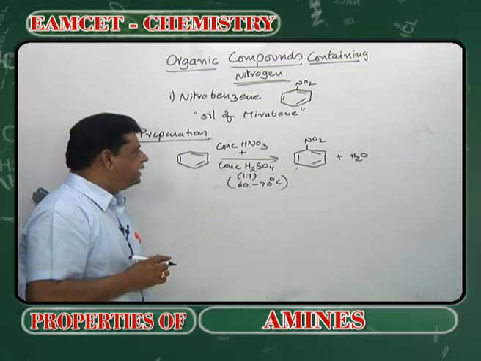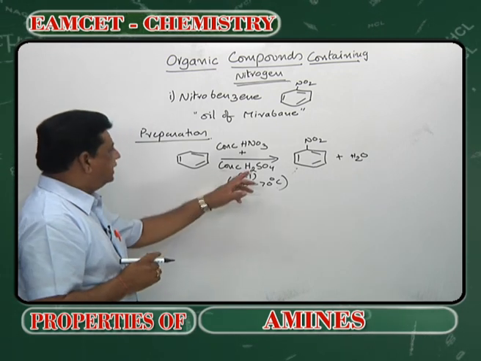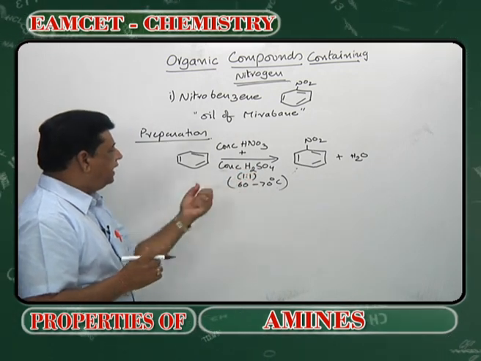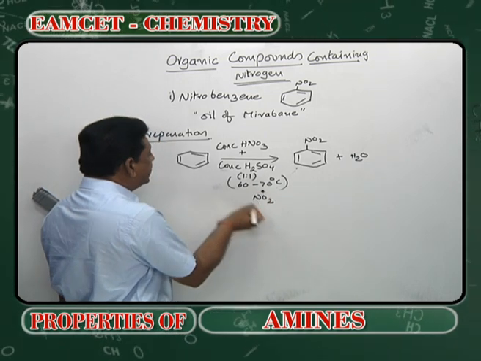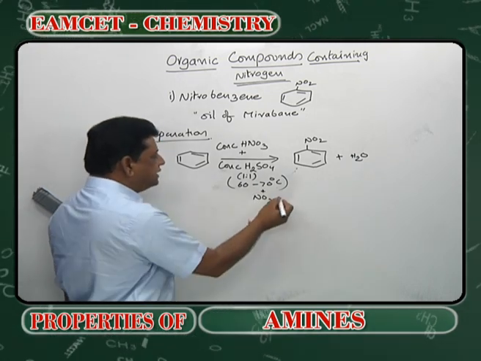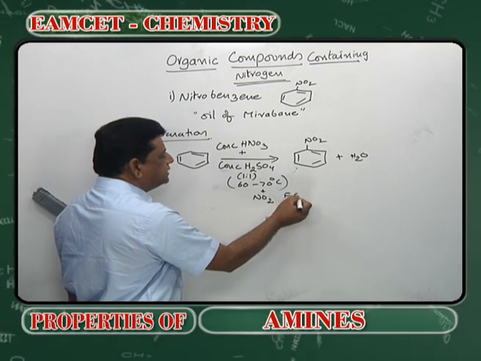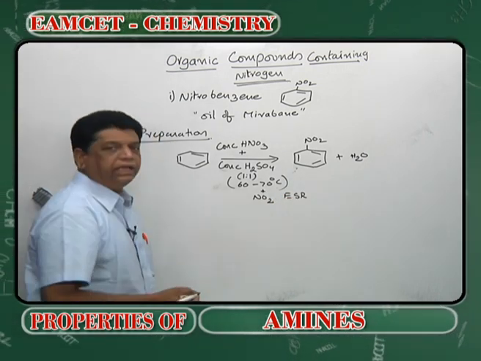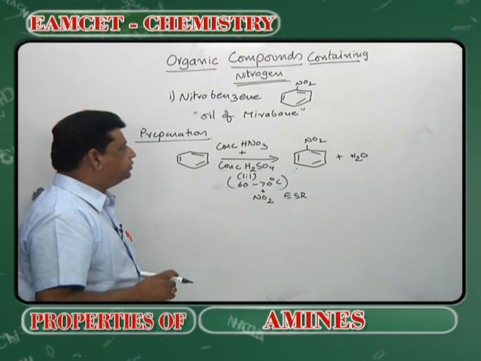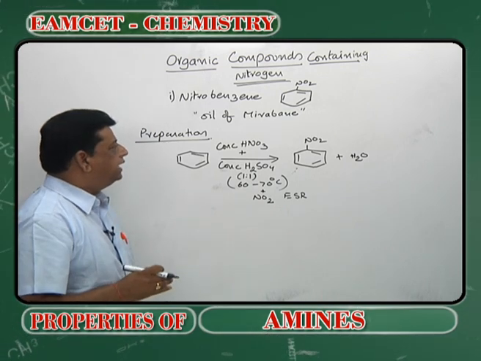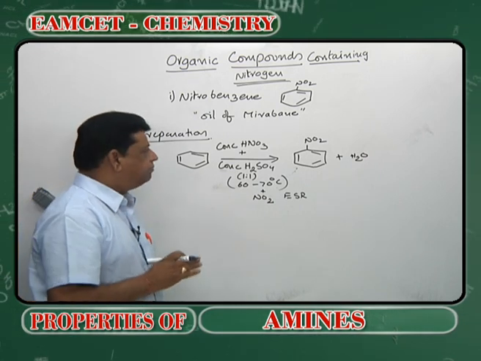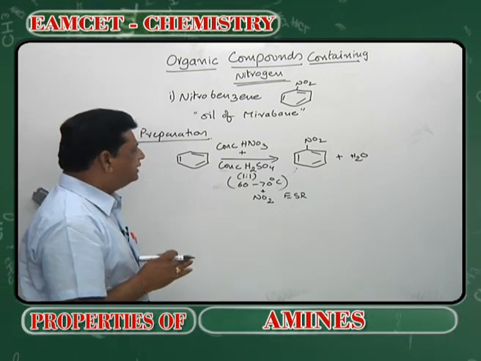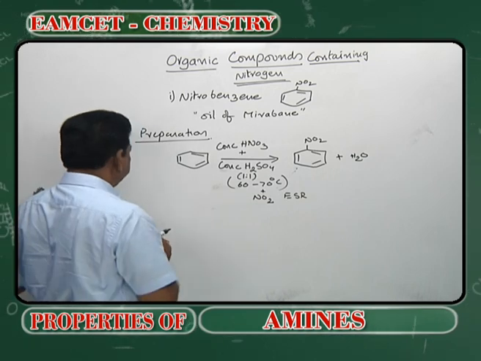We have seen how these two react and it gives NO2 plus, which is the attacking species. This attacks as an electrophile. The reaction happens to be an electrophilic substitution reaction. All the characteristic features of electrophilic substitution will be there, and this is the nitrobenzene preparation. This is the only method and the easier method for the reaction. The other methods are not much suitable.